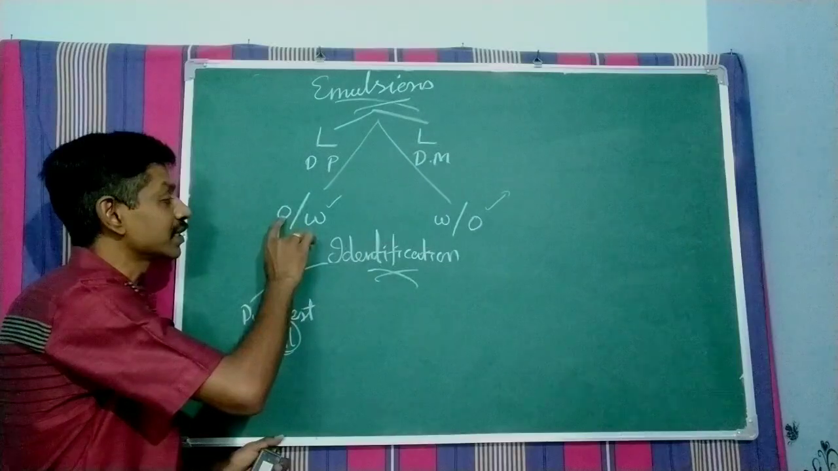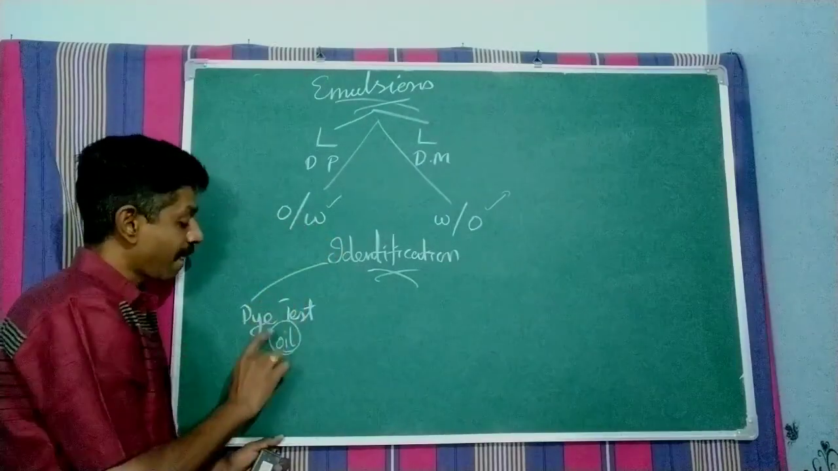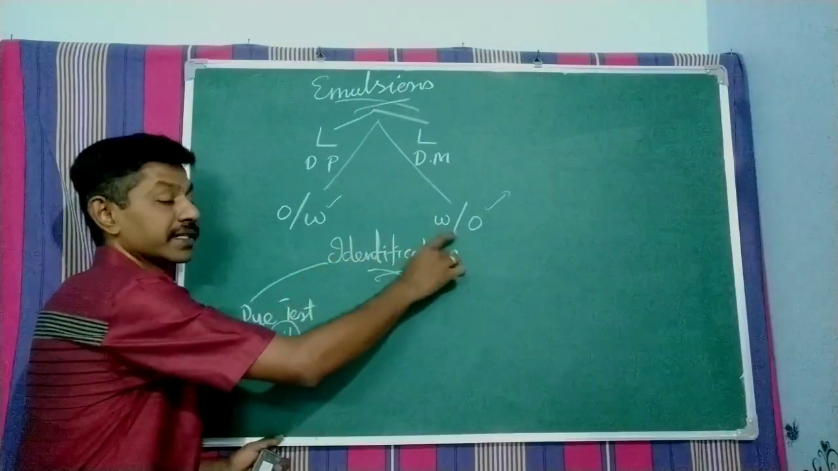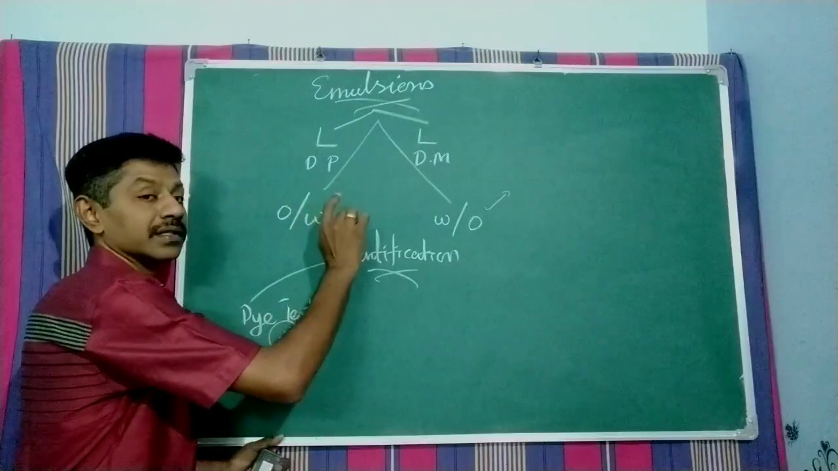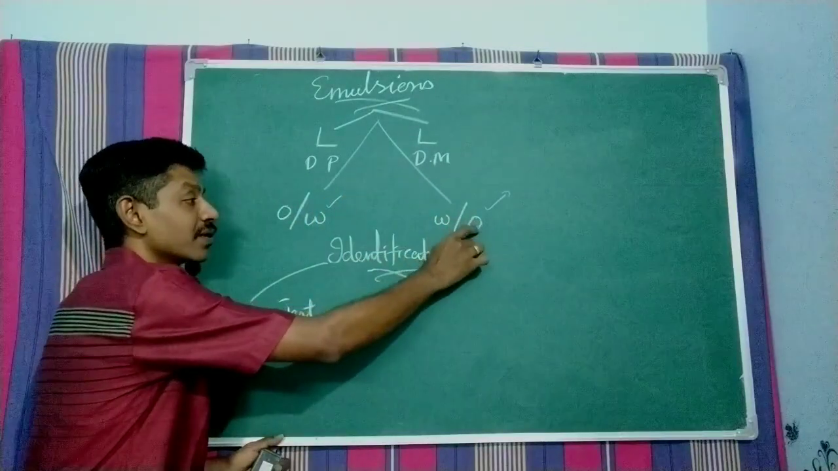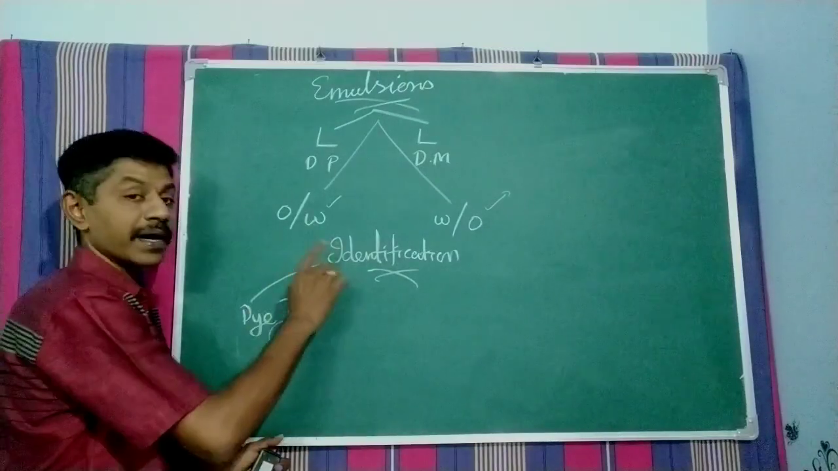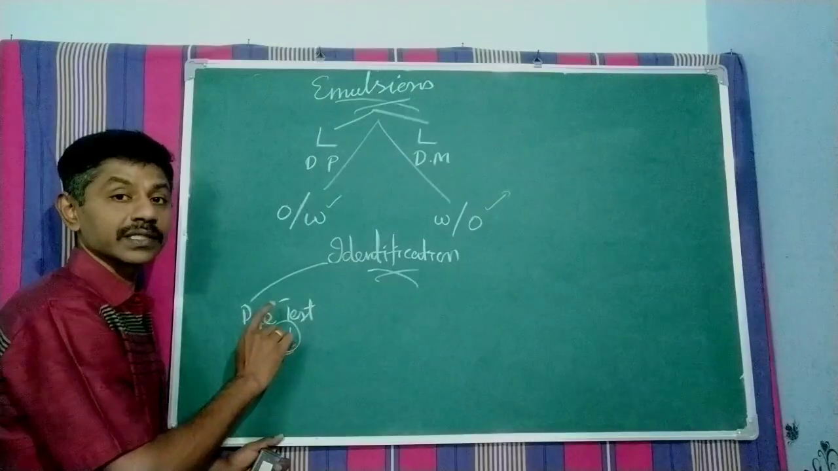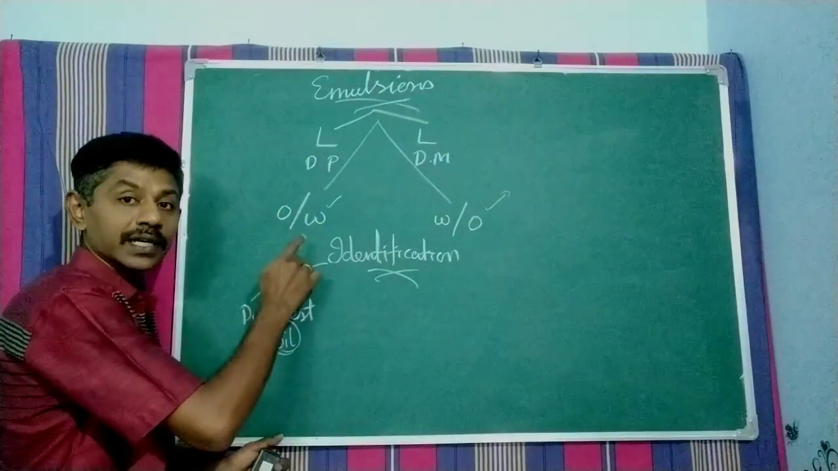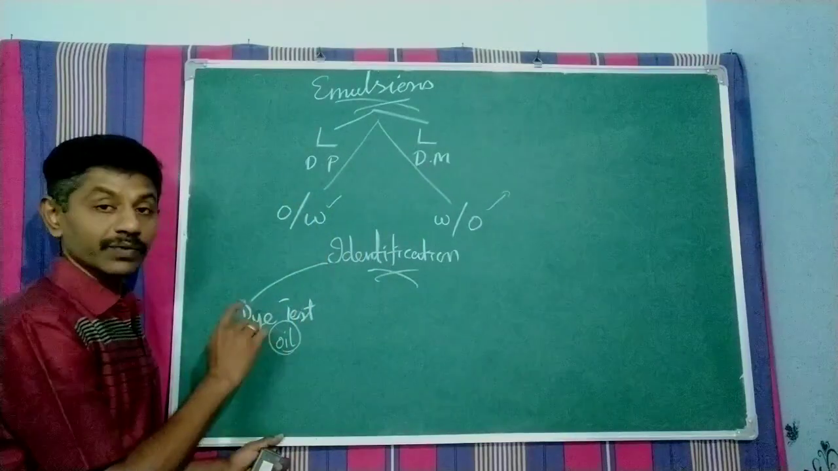because oil portion is less, water portion is more, there will be a repulsion. In case the same thing is added here, because oil is more, then the oil soluble dye will easily dissolve here, and it will impart the color there. So thereby we can easily identify whether the particular emulsion is oil in water type or water in oil type. This is one of the methods.